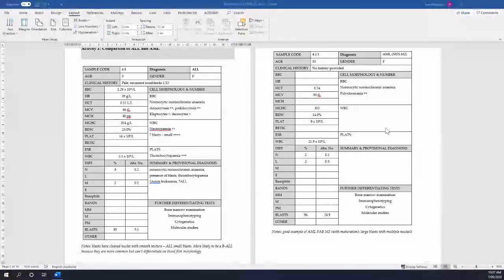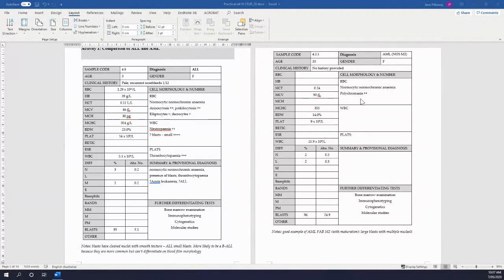With this one, you can see that we do have some polychromasia here. So sometimes you will get polychromasia because remember, this is a space occupying tumour that is pushing out normal hematopoietic tissue, and therefore is sort of pushing out the normal hematopoietic cells as well.